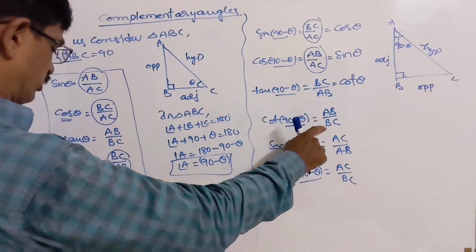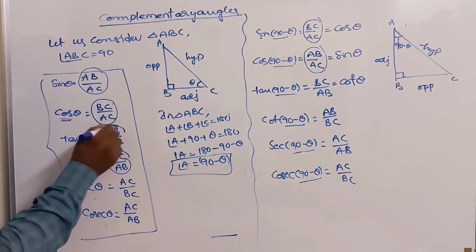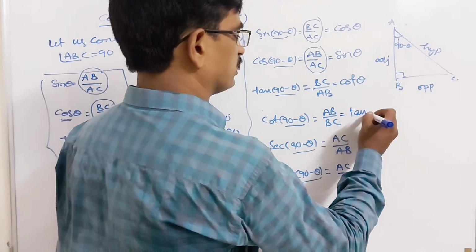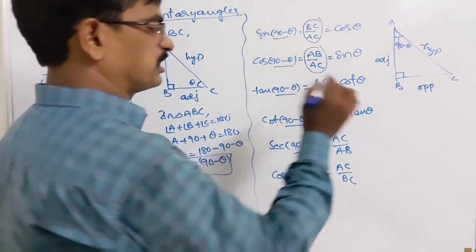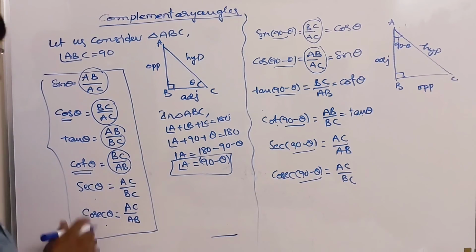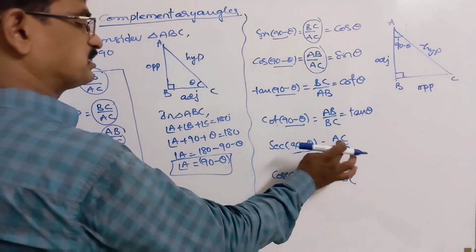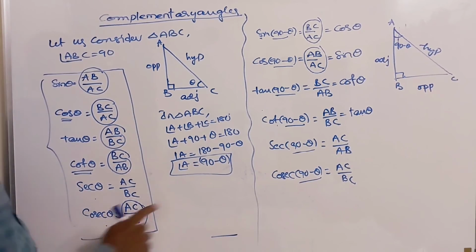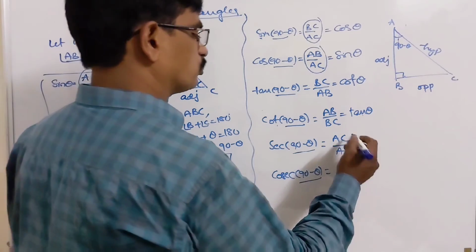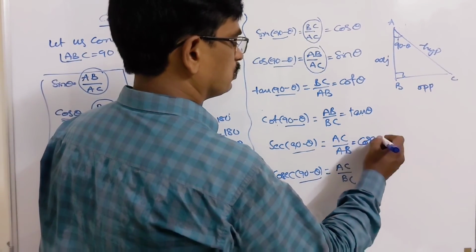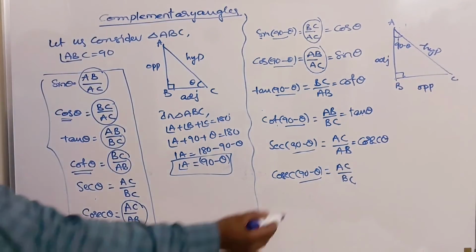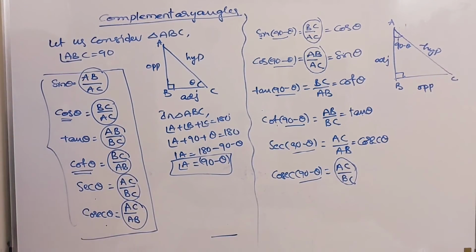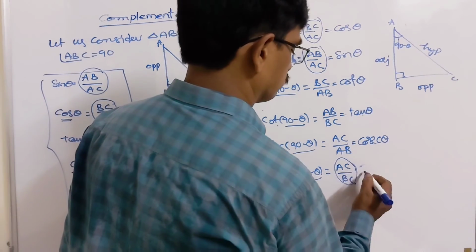Then AB by BC is equal to here tan theta. That is, cot of 90 minus theta is equal to tan theta. Next, AC by AB is cosecant theta. That is, secant of 90 minus theta is equal to cosecant theta. Next, AC by BC is equal to secant theta.